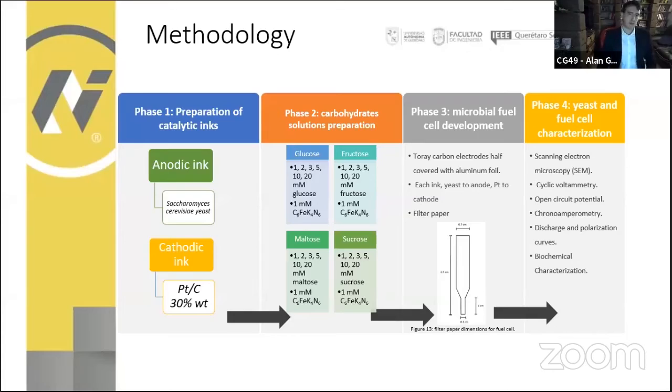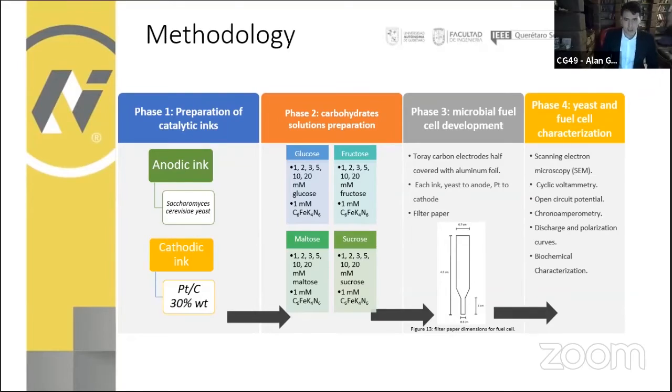In phase 2, we prepared different carbohydrate solutions. As you can see, we prepared them in a range of 1, 2, 3, 5, 10, and 20 millimolar concentrations, and in the presence of a mediator, which in this case is potassium ferricyanide. And in phase number 3, we developed our fuel cell. We used Toray paper, which is a carbon sheet, as our electrodes. I'm going to explain this a little bit later as well.